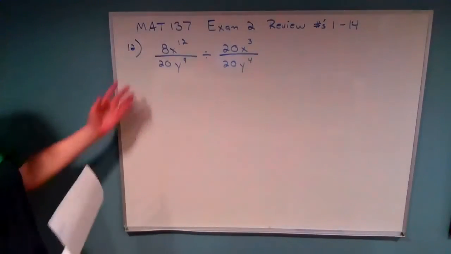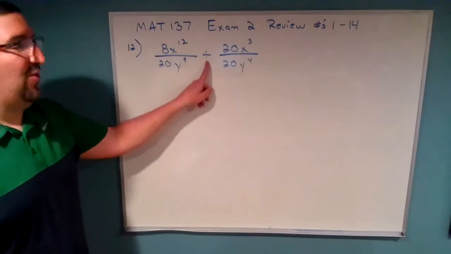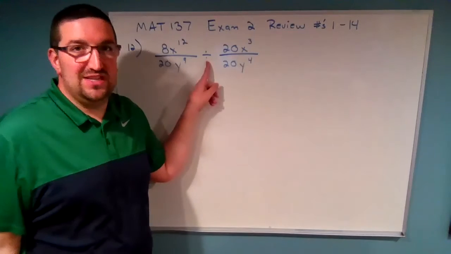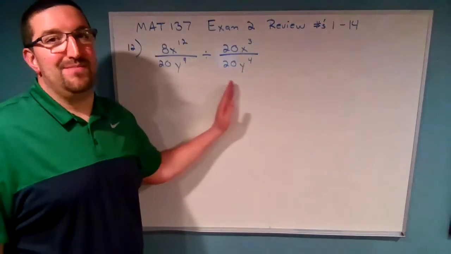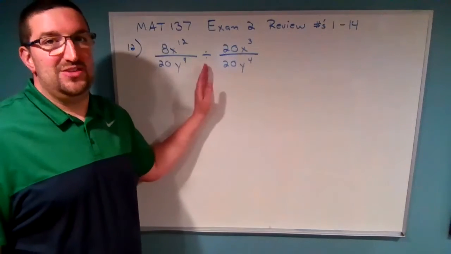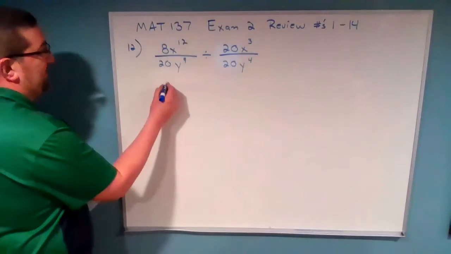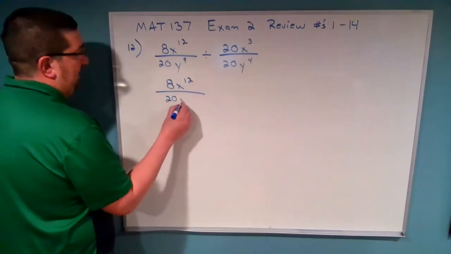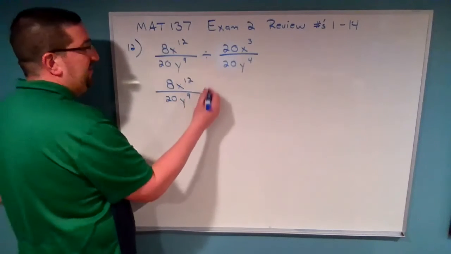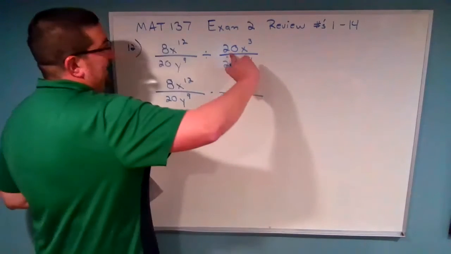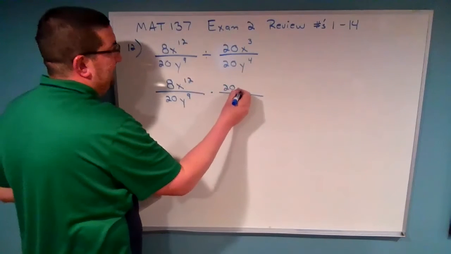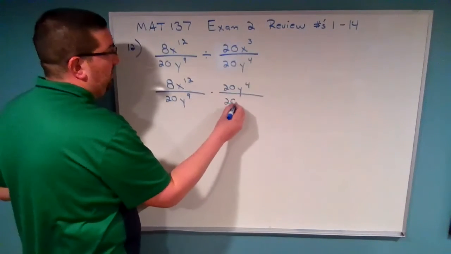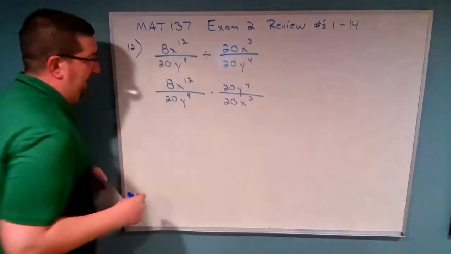Moving on to division. We have division here. This is all monomials. Now, the one difference between division and multiplication is that we have to multiply by the reciprocal. So we're going to keep, change, flip. We're going to keep the first fraction as it is. Change the division to multiplication and take the reciprocal of that second fraction. So that becomes 20y to the 4th up top and 20x to the 3rd down the bottom.